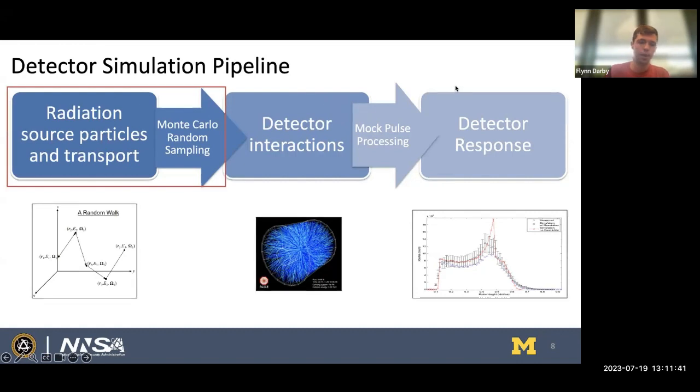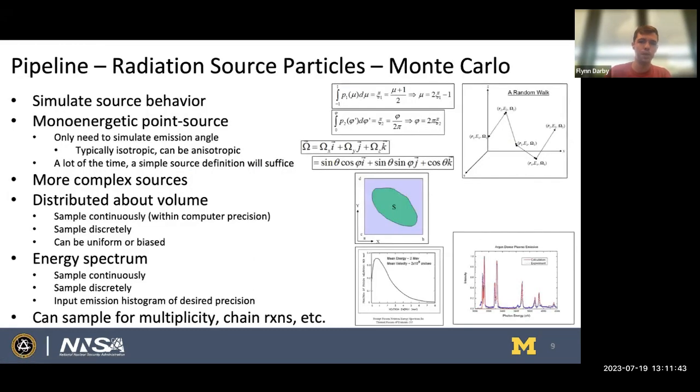So we'll start off again with the source particles and transport. This slide is quite dense. It's pulling a lot from Dr. Clark's lecture yesterday, but in order to start off with radiation detection, we have to simulate a radiation source. In a lot of scenarios, all you need for some simple laboratory experiments is a monoenergetic point source, sometimes dual energy, but typically it's a well-behaved laboratory source. And all you need to simulate is the emission angle because you're always sampling the same energy.